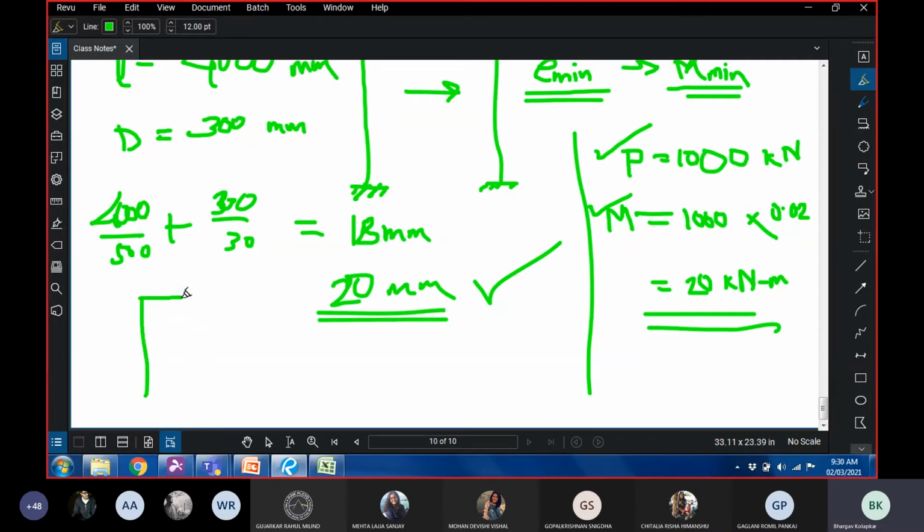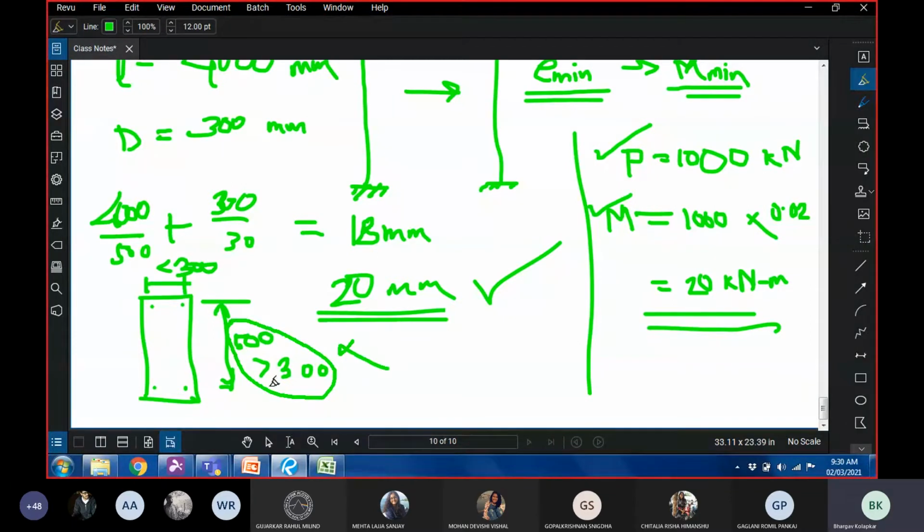So if your column is 300 by 600, and if you just stick with the criterion of providing a minimum of 4 bars, what will happen is here the spacing would be less than 300, but here the spacing would be somewhere around 500 mm. I'm just giving an approximate number. Okay, don't take these numbers for real. So this is greater than 300, which is not acceptable, and therefore you'll have to provide at least 6 bars.